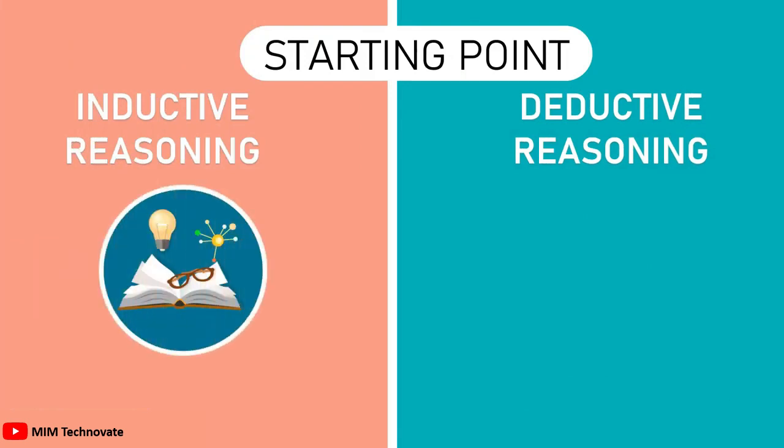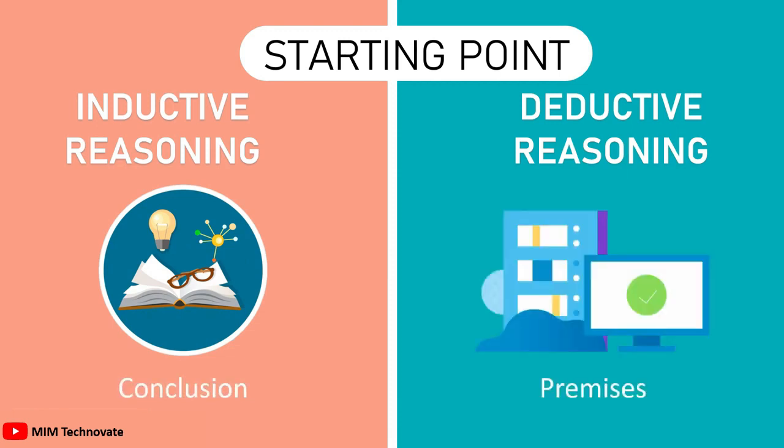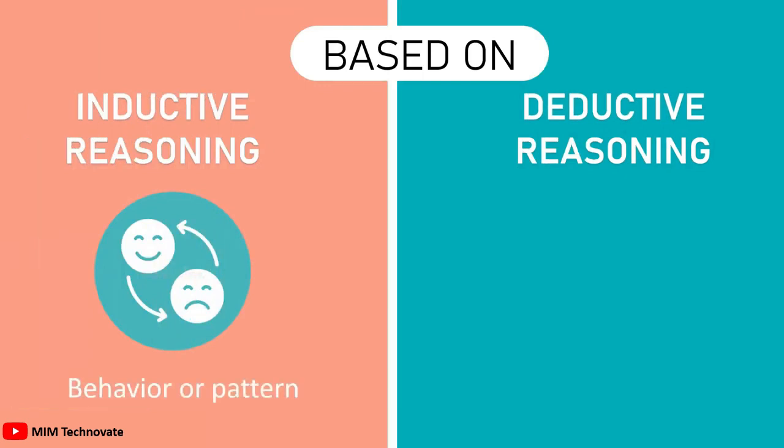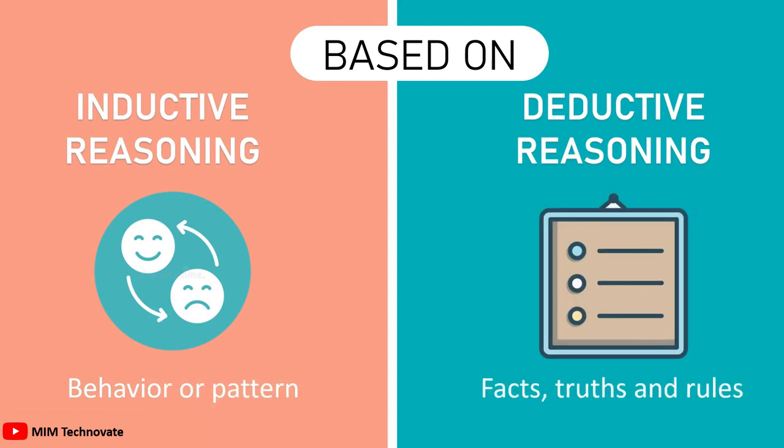Starting point. The initial point of inductive reasoning is the conclusion. On the other hand, deductive reasoning starts with premises. Based on. The basis of inductive reasoning is behavior or pattern, whereas deductive reasoning depends on facts, truths, and rules.